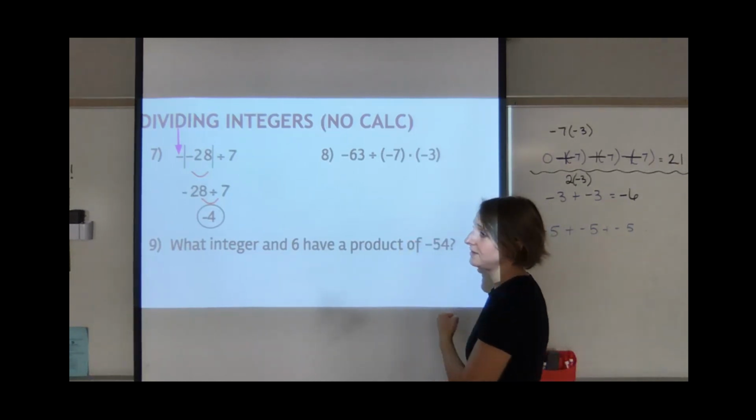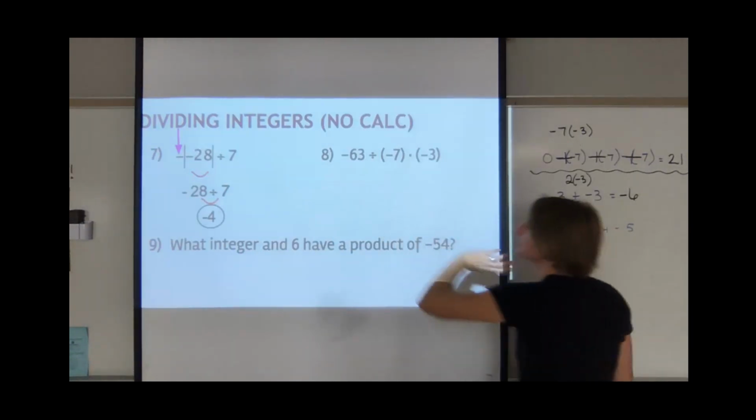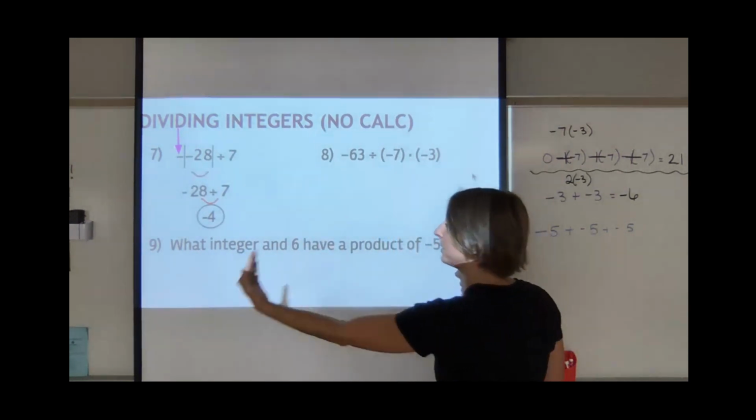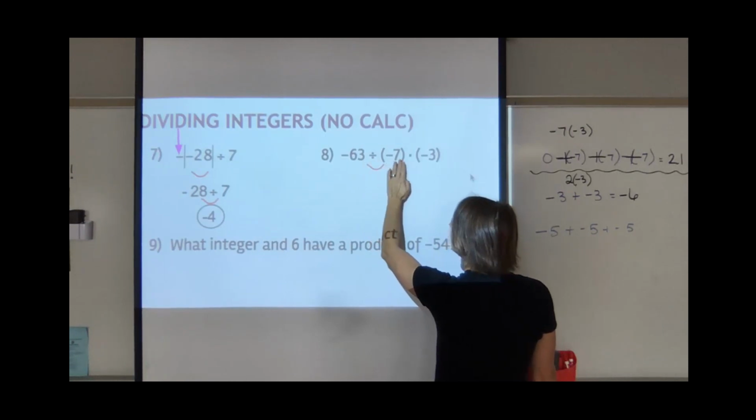Over here, negative 63 divided by negative 7 times negative 3. We have multiplication and division. We've got to work them from left to right, right? I don't have any grouping symbols. I just have those two operations. And when we are dealing with both of them, we've got to work them from left to right. So starting right here, negative 63 divided by negative 7.